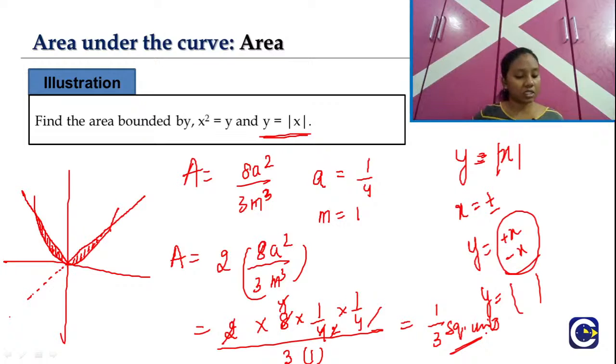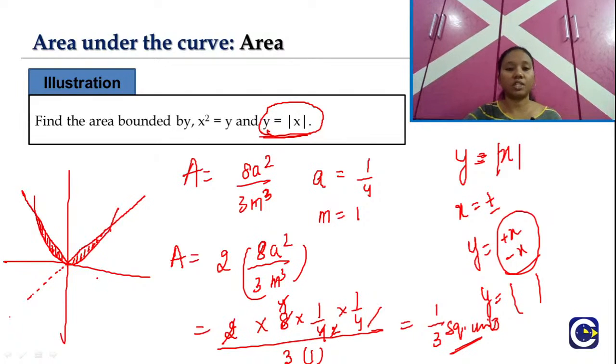So what about others, guys? In this particular question, we can directly apply the formula, but the one and only trick here is the line which they have given is y equal to mod x. Due to that mod x, we'll be having 2 times the area because we'll be having 2 required areas here. I hope you guys got this one.